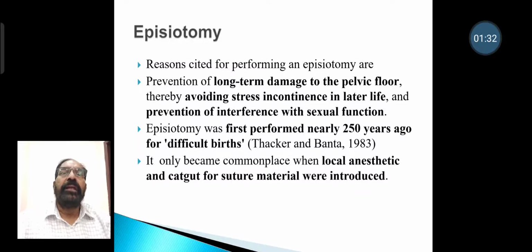Episiotomy. Reasons cited for performing episiotomy are prevention of long-term damage to the pelvic floor, thereby avoiding stress incontinence in later life, and prevention of interference with sexual function. Episiotomy was first performed nearly 250 years ago for difficult births. It only became commonplace when local anesthetic and catgut for suture material were introduced.